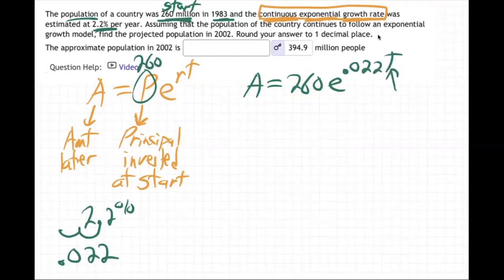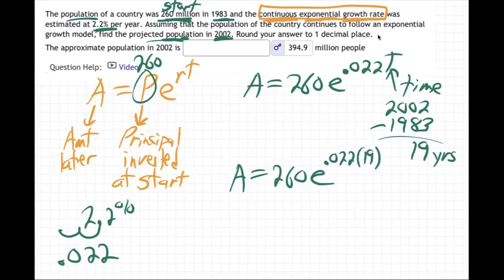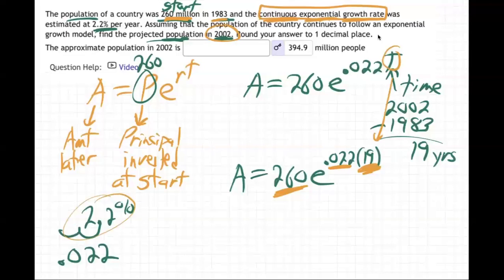Now, what is the T? T is the time. They want us to find the projected population in 2002. Well, we're going to take 2002 and subtract 1983. I think that's 19 years. Let's see here, I don't want to mess anything up. 2002 minus 1983. Yeah, that's 19 years. So the time is 19 years. So this will become A equals 260 e to the 0.022 times 19, right? Because 19 years later. So starting with a 260 million population in 1983, growing at 0.022 or 2.2% for 19 years to the year 2002, what will the new population be?